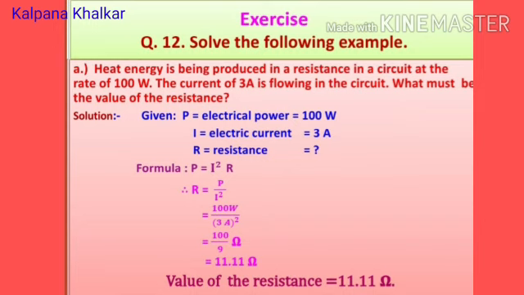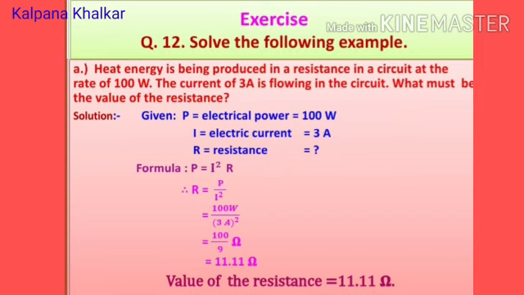What must be the value of the resistance? Solution. Given P, the electrical power, is equal to 100 watt. I, the electric current, is equal to 3 ampere. R is equal to the resistance that we have to find here. Formula: P is equal to I square into R.